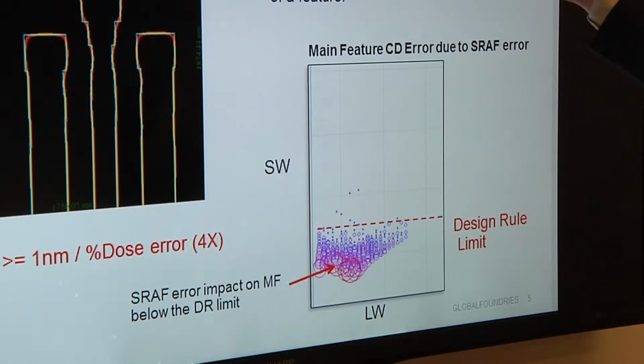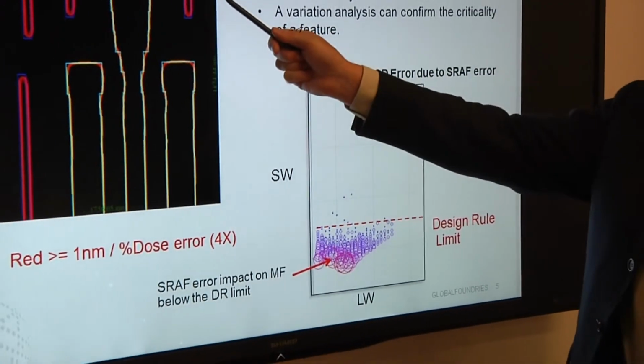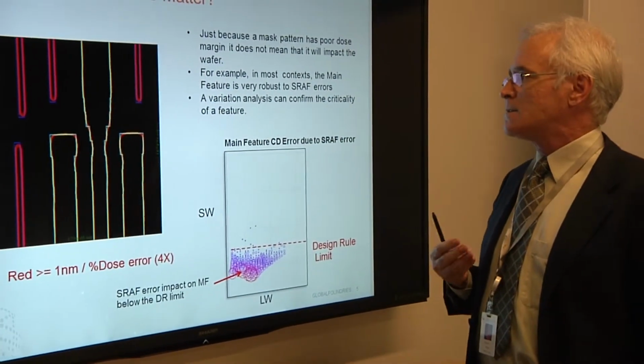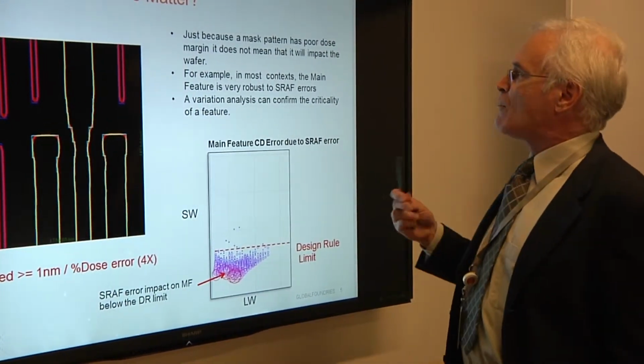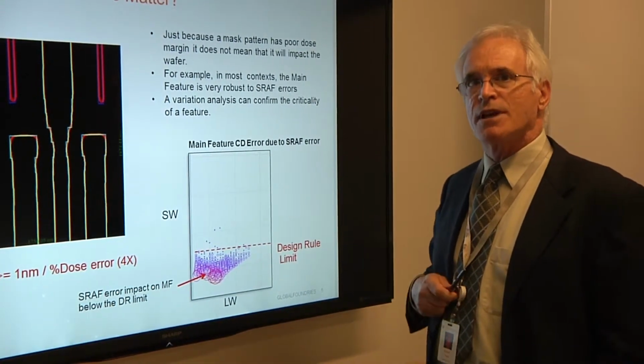Just because a mask pattern has poor dose margin, it doesn't mean that it necessarily will impact the wafer. These are supportive features. These don't print. They're mainly used to improve the depth of focus. However, the only way you can determine whether they matter or not is through rigorous simulation.